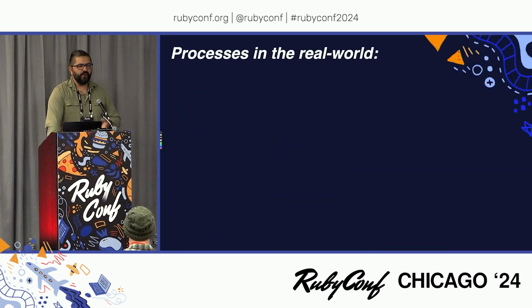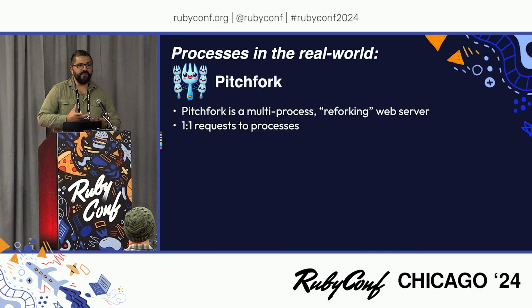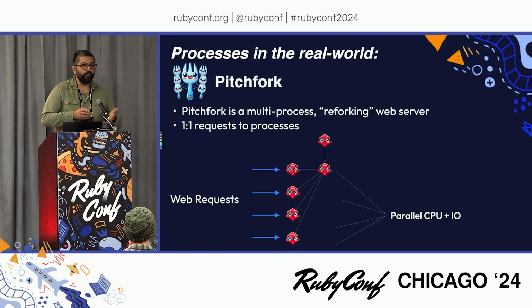So what's an example of processes in the real world? One of my favorite examples is a newer server from Shopify called Pitchfork. Pitchfork is a multi-process, what's called a reforking server. It maps web requests one-to-one from a web request to a process, meaning for however many processes you have, that's how many web requests you can run at any given time. And if you go over that, then your requests start to queue up. And those handle your parallel CPU and I/O for you.